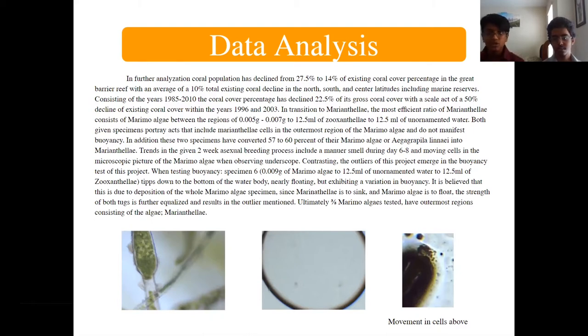Contrasting, the outliers of this project emerge in the buoyancy test. When testing buoyancy, specimen 6, like I said earlier, 0.009 grams of Marimo algae to 12.5 milliliters of unornamented water to 12.5 milliliters of zooxanthella, tips down to the bottom of the water body, nearly floating, but exhibiting a variation in buoyancy. It is believed that this is due to the deposition of the whole Marimo algae specimen. Since Marientli is to sink and Marimo algae is to float, the strength of both tugs is further equalized and results in the outlier mentioned. Ultimately, 3 out of 5 Marimo algae tested have outermost regions consisting of the algae Marientli.